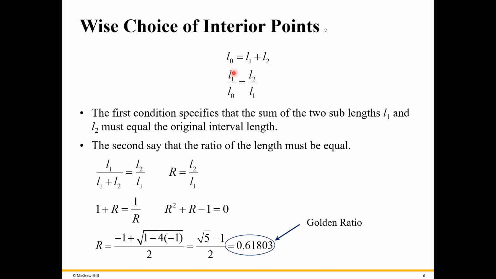Okay, so now we will have these two conditions, and then if we solve these two conditions and represent L2 over L1 by R, then we can represent this whole equation in terms of R, and then if we solve for the value of R, we will get a ratio which is called the golden ratio, 0.61803, which is equal to the square root of 5 minus 1 divided by 2.